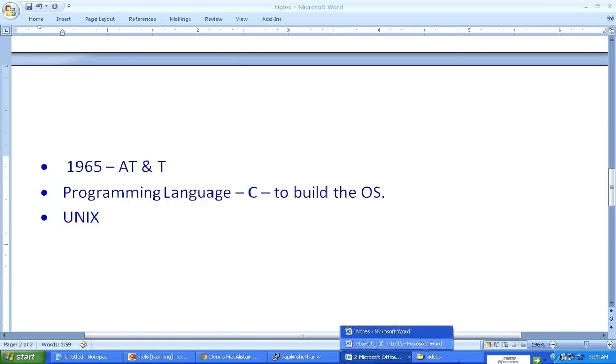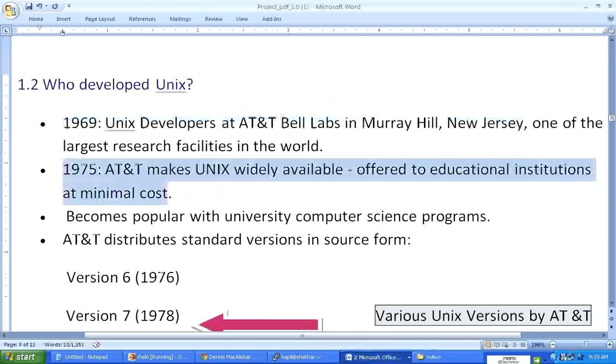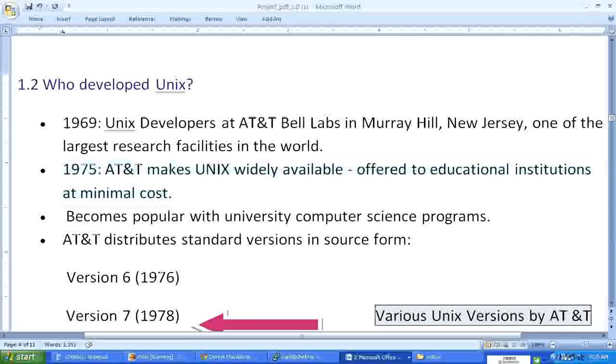In 1969, Unix developers used this C programming language in AT&T's Bell Labs. Bell Labs is the research division of AT&T in New Jersey, US. And they built the Unix operating system. Now in 1975, AT&T made Unix available to all of the educational institutions. This was one of the main steps AT&T took, and we really owe AT&T a lot for it.